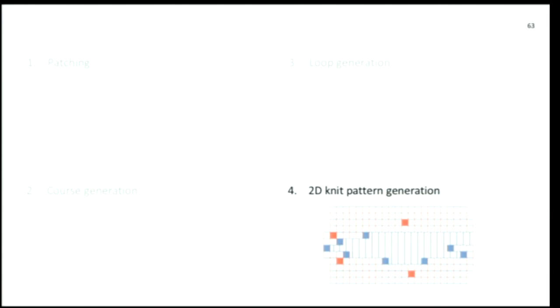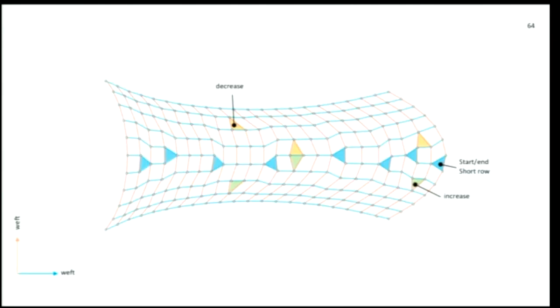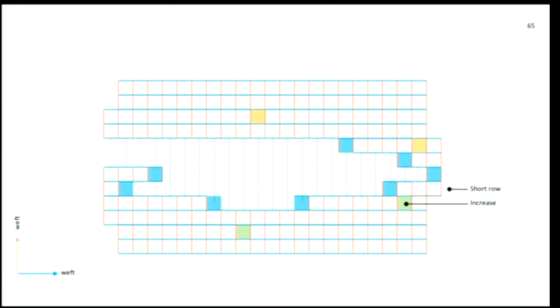Once we have this topology, we have all the information needed to translate this into a 2D pattern for the machine. We know what the weft direction is, we also know what the warp direction is, and we can translate this into the 2D diagram which is needed for instructions for the machine.